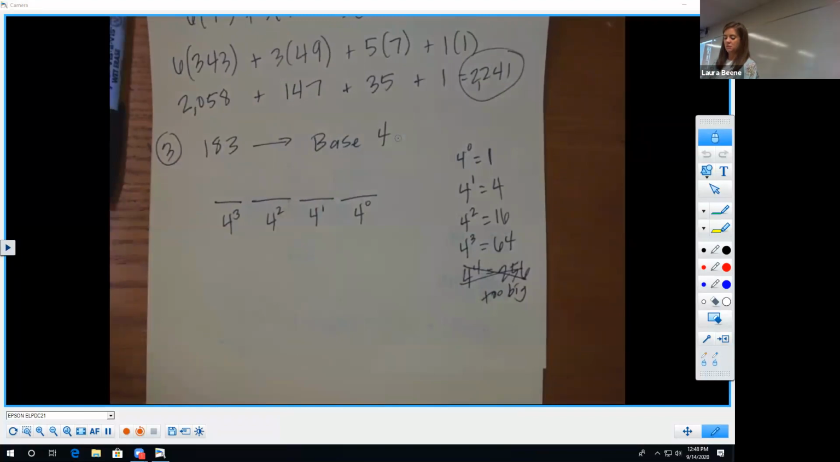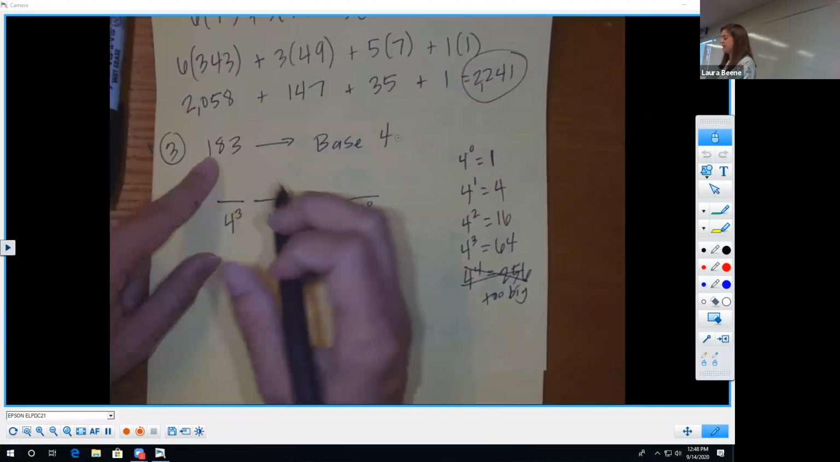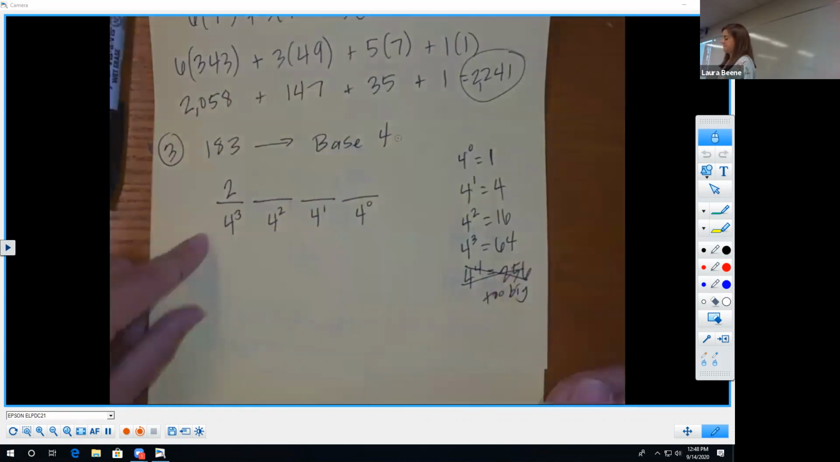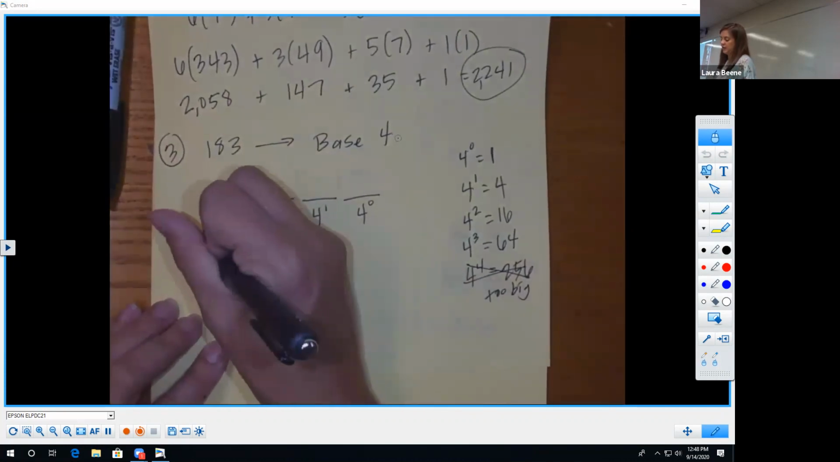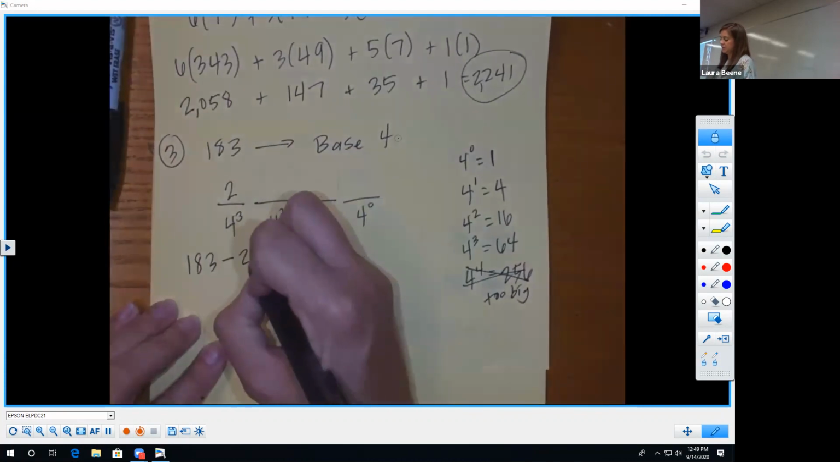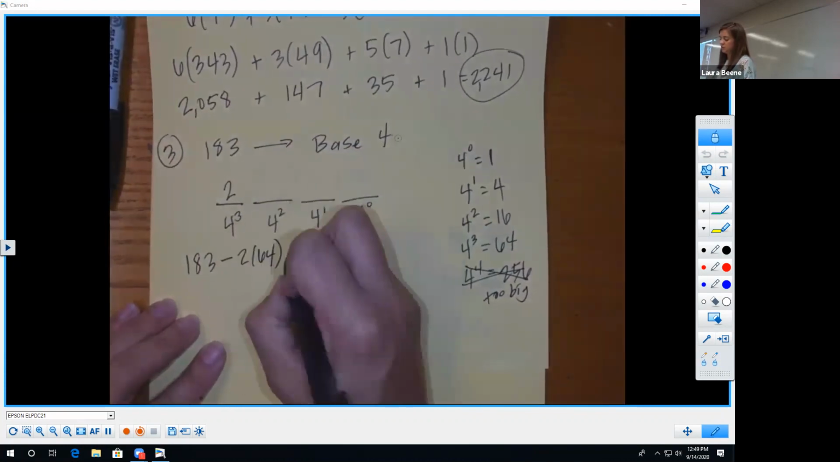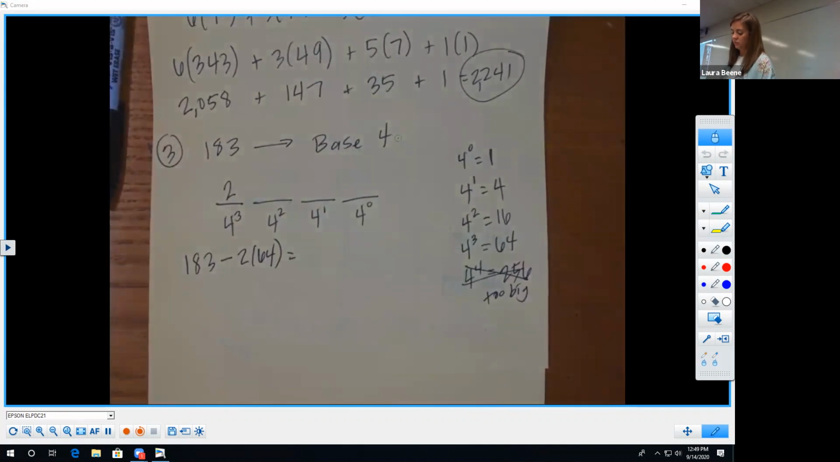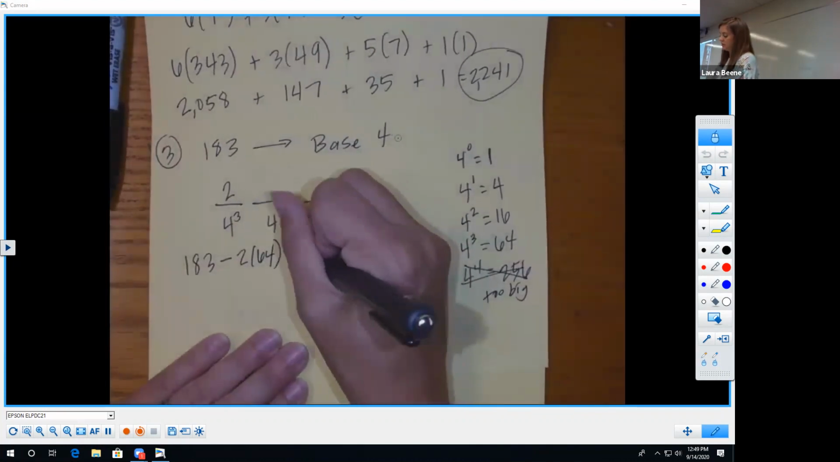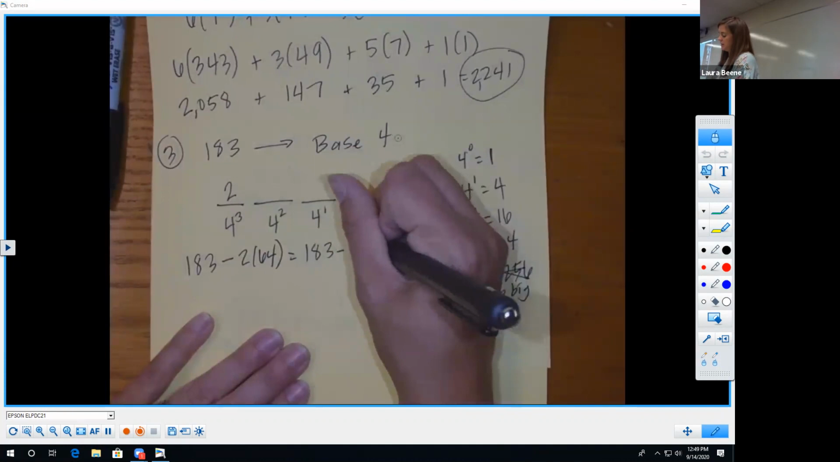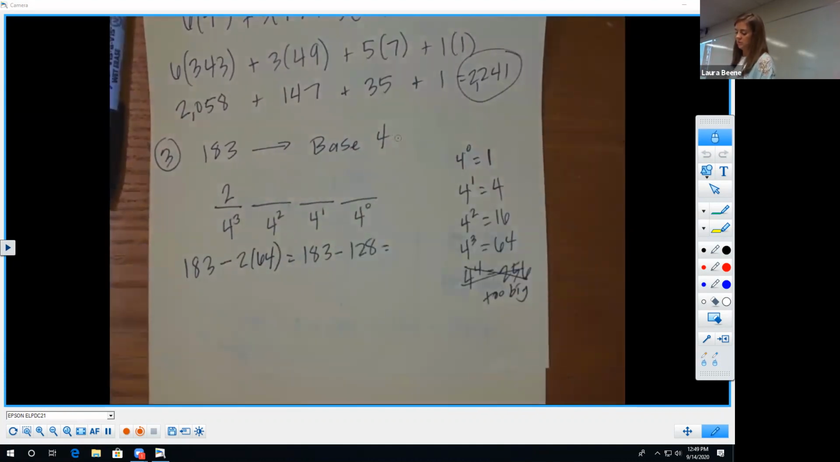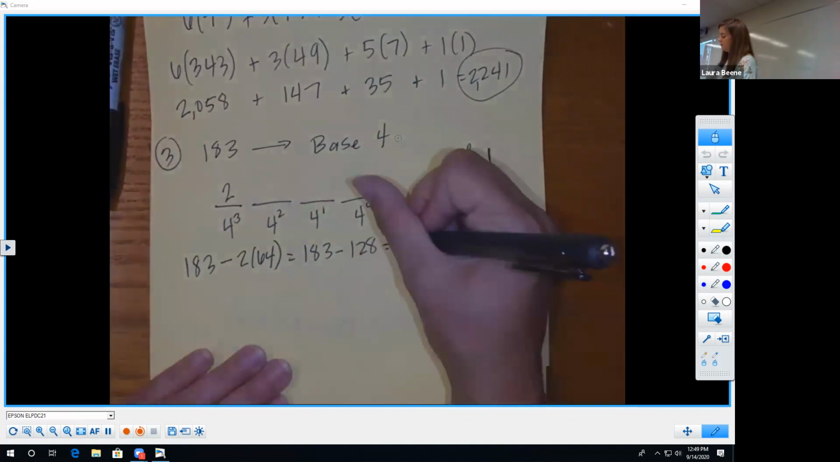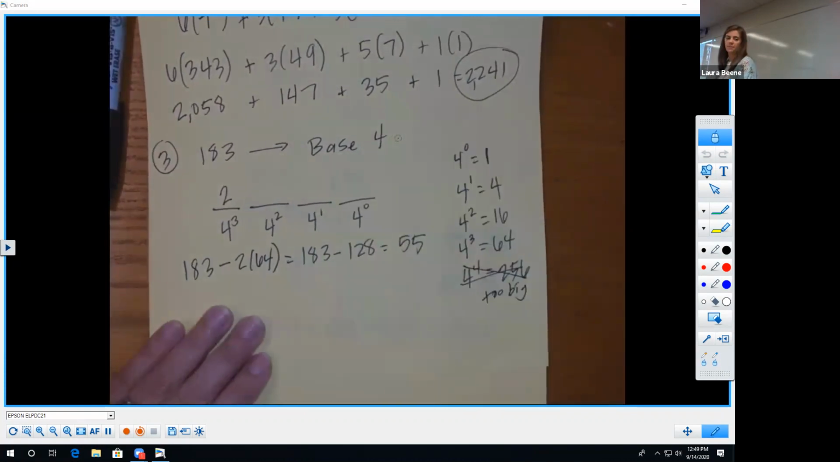So you can get, let's see, 2 of them is 128. 3 of them is 192. I don't have enough for 3 of them. I only have enough for 2 of them. So 183 minus 2 cubes would be 183 minus 128, which would be 55 pieces left over to work with.